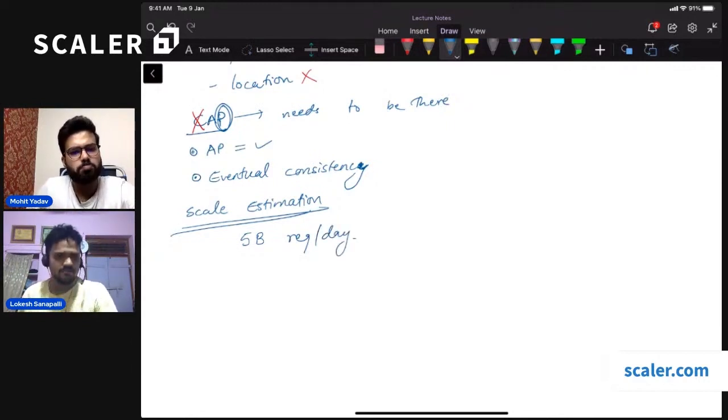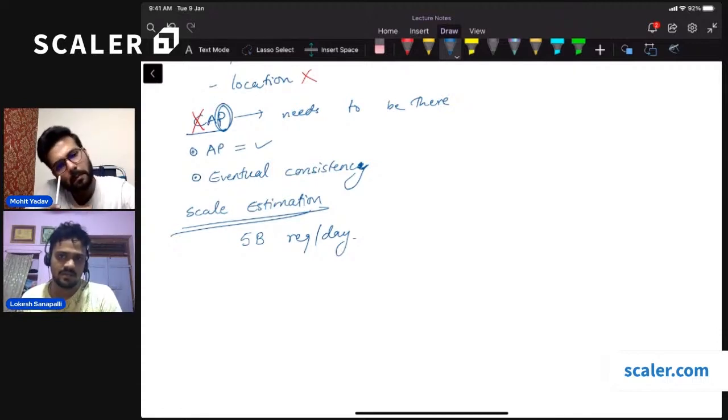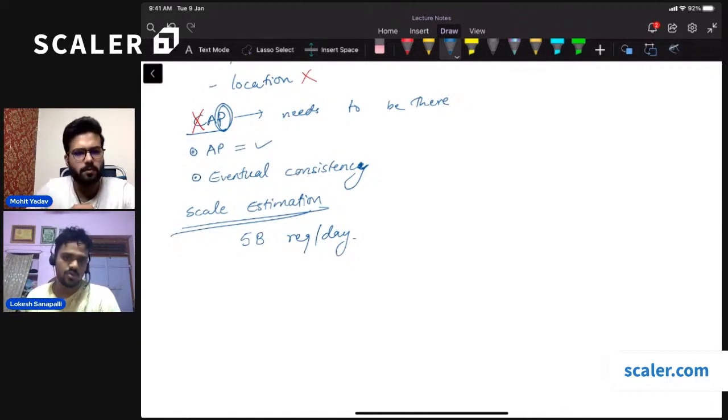I just came up with a random number, because obviously the requests will be in the billions, taking Google search as an example. So that's why I came up with some 5 or 10 billion. 5 billion I came up with.